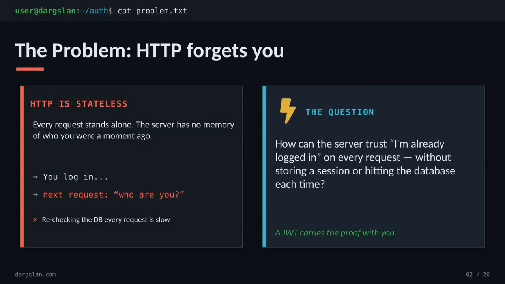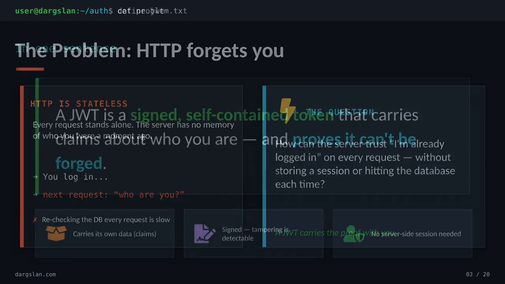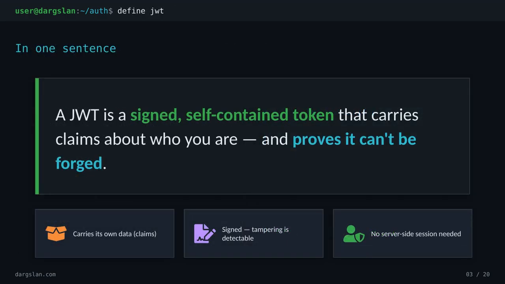Before we get to the solution, let's sit with the problem. HTTP is stateless. Every request arrives as a blank slate with no memory of the one before it. So you log in once, and on the very next request, the server is asking, "Wait, who are you again?" You could check the database every single time, but that's slow and it doesn't scale. The real question is, how does the server trust that you're already logged in without that constant lookup? That's exactly where the JSON Web Token comes in.